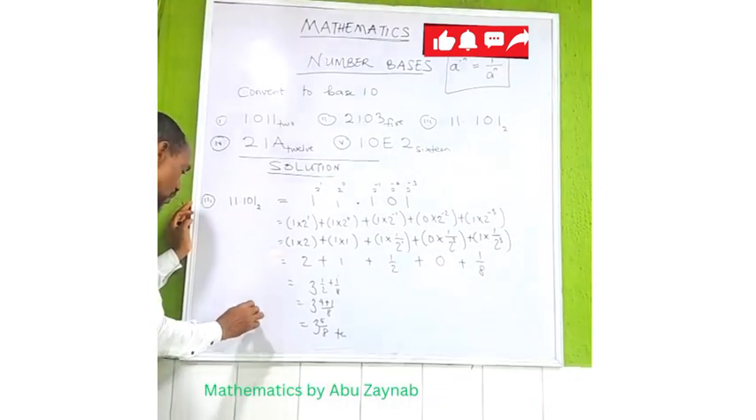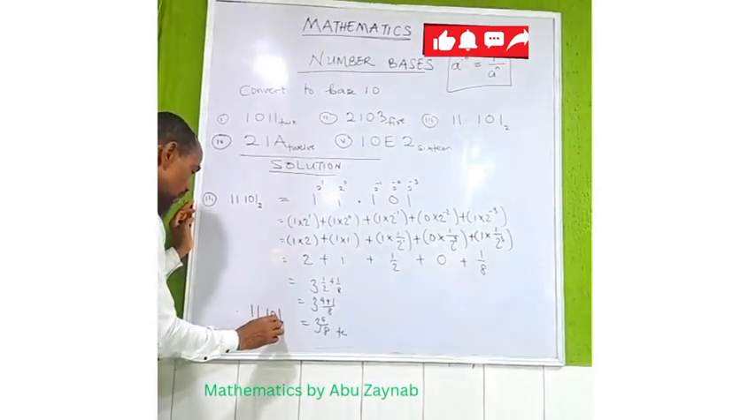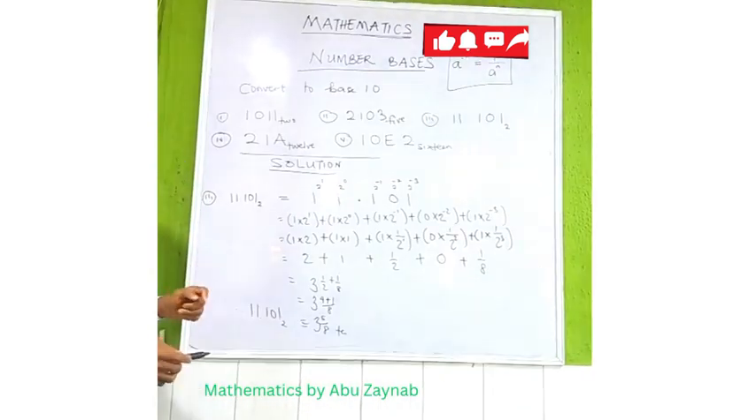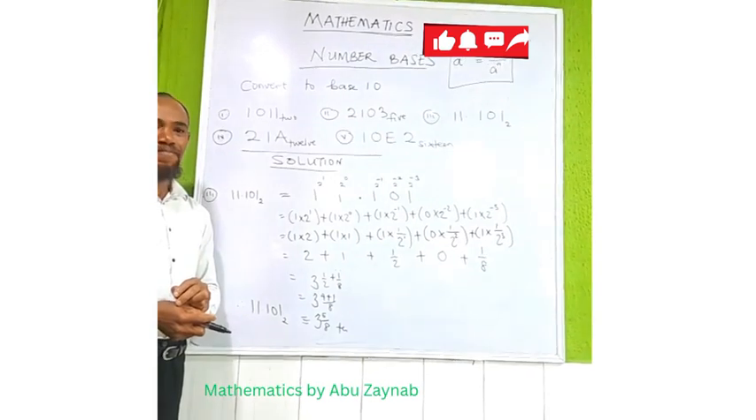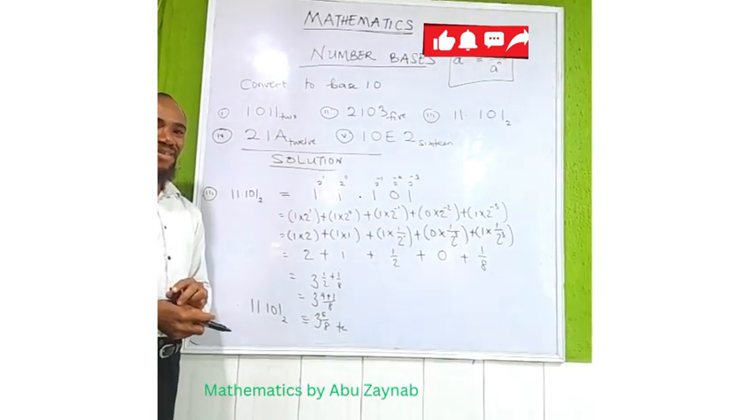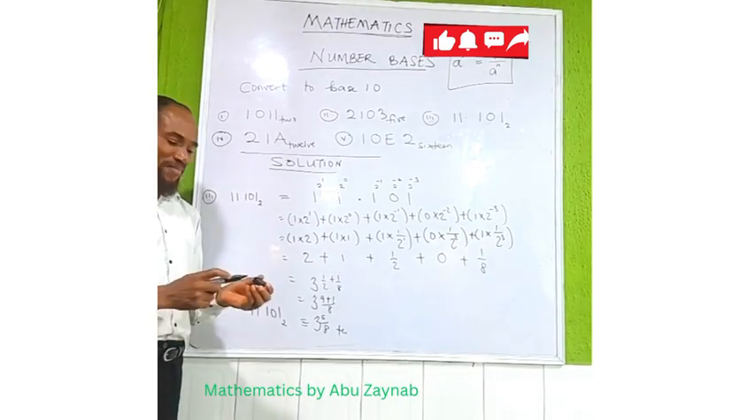Therefore, 1.101 base 2 is equivalent to 3 whole number, 5 over 8. And I believe that's a bit explanatory.